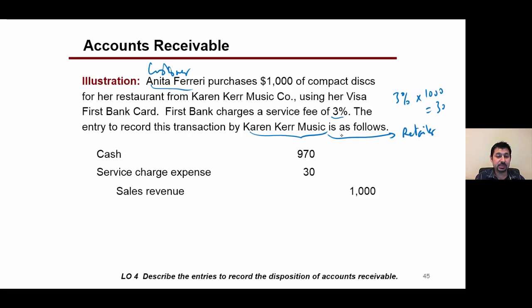Here, the company is not selling an existing accounts receivable. So in contrast with the factoring, where we credited accounts receivable, the company here is considering this transaction as a cash sale. This is why it's recognizing the sales revenue at this point.